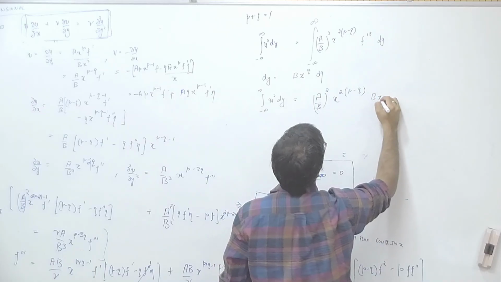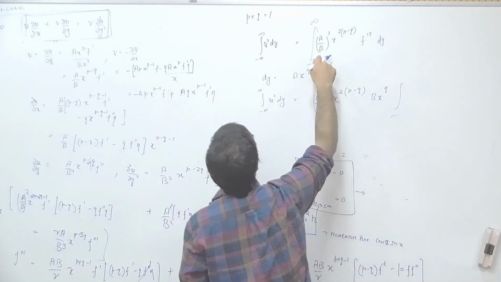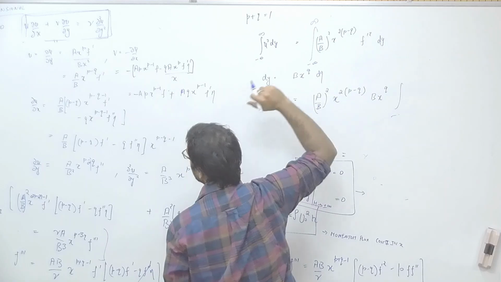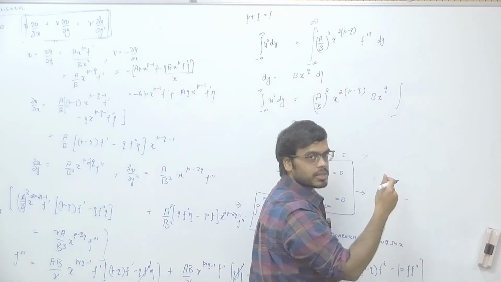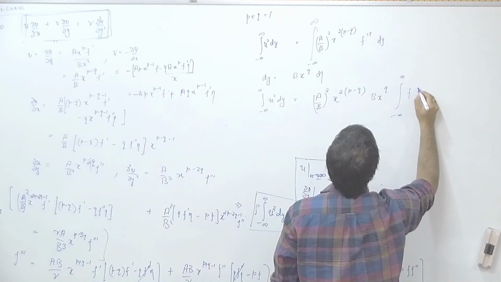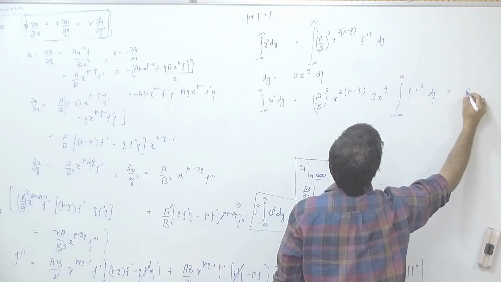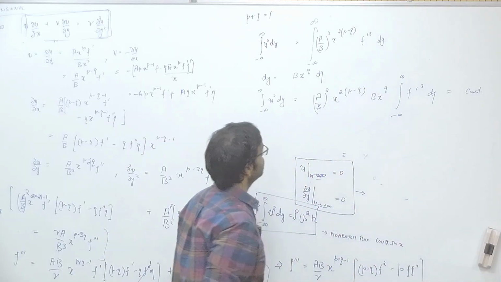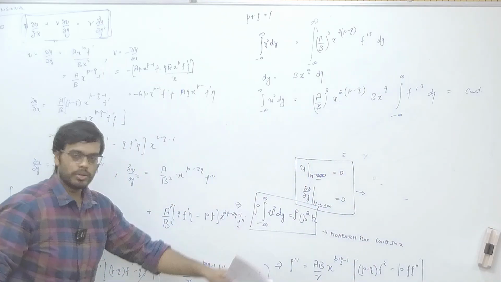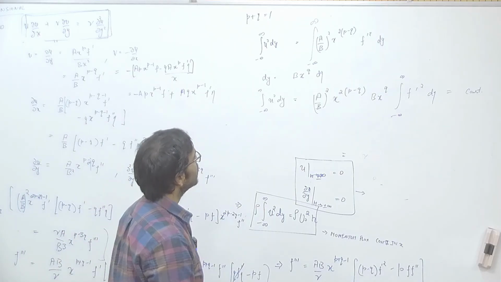b x to the power q, and then when y is tending to plus minus infinity, eta is also going to go plus minus infinity. So for eta I use the same limits, and f prime square d eta, this should be a constant, right? Rho u naught square h, that's not varying in x or y. So this should be a constant.